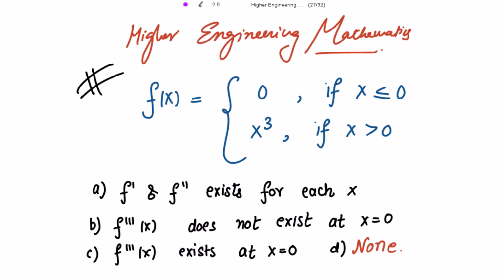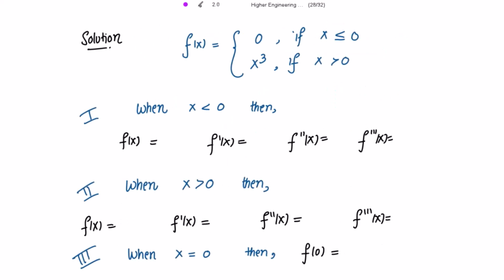given to us and we need to check which of these following options are correct. So this is the given function, that is f(x) equal to 0 if x is less than equal to 0 and is equal to x cube if x is strictly greater than 0, right? So first case is when x is strictly less than 0. For that, what is the value of f(x)?